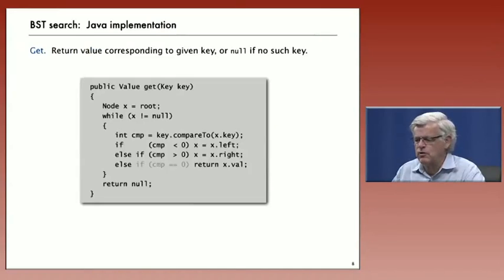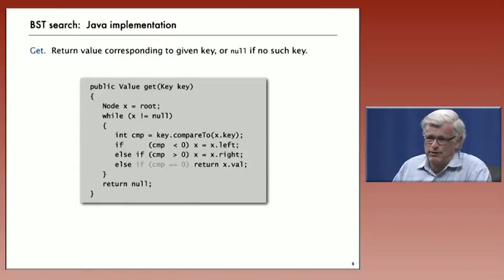All right, here's the code corresponding to the process that we just demoed. It's quite straightforward, simple code, as simple as binary search, really. We start at the root. We set a variable x to be the root, and that's going to be the pointer to the current node as we move down the tree.